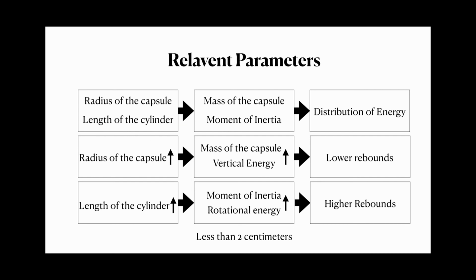So here are the relevant parameters that we obtain using our simulation. The radius of the capsule and the length of the cylinder affect the mass of the capsule and the moment of inertia, which will affect the distribution between rotational energy and translational energy. We notice that for our capsules, when the radius increases, the mass increases more than the moment of inertia, and therefore the energy is largely in the vertical translational energy, and the rotational energy cannot impart as much energy, and therefore we have lower rebounds. However, if we increase the length of the cylinder, the moment of inertia increases much more, and therefore we see higher rebounds.